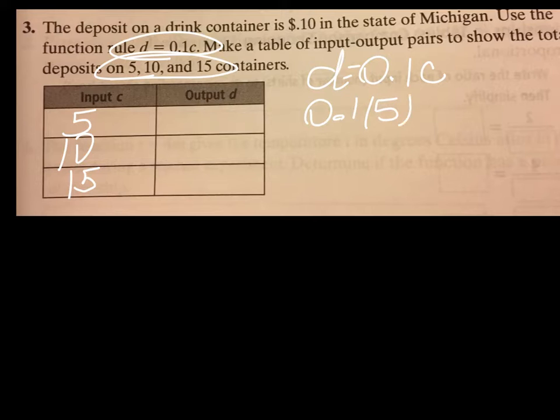0.1 times 5, 0.1 times 10, and 0.1 times 15. When you put those in your calculator, you should get 0.5, 1, and 1.5.